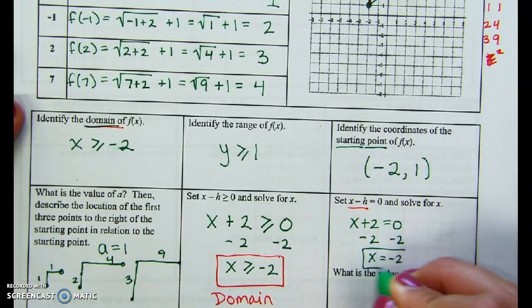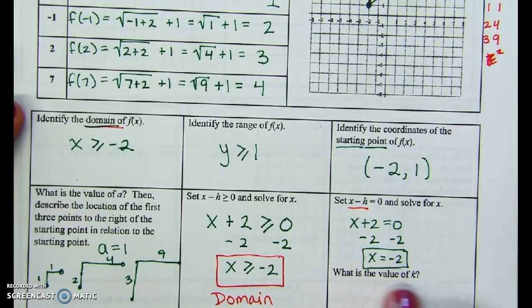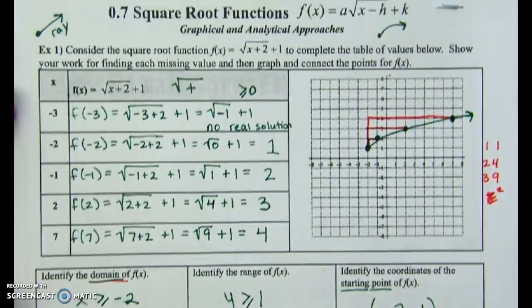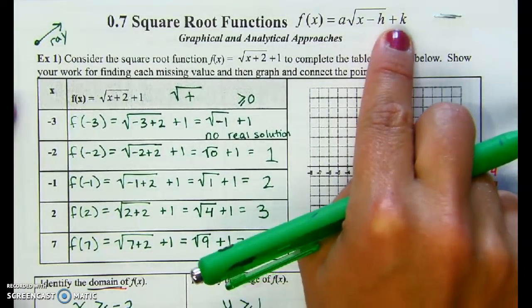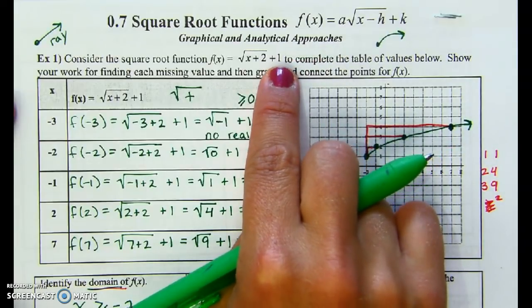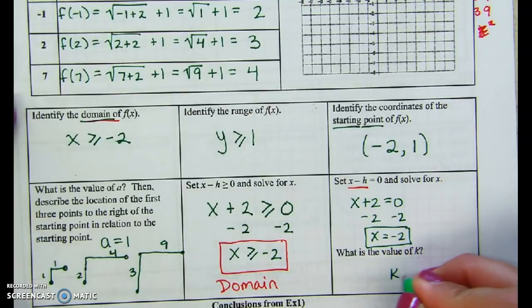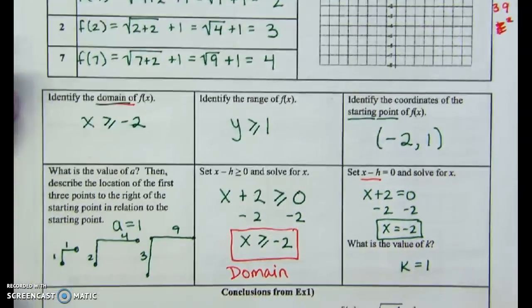What is the value of k? Where's k? K is a number on the end. What's our number on the end? 1. K equals 1.